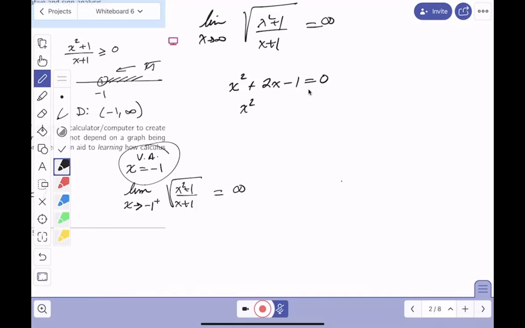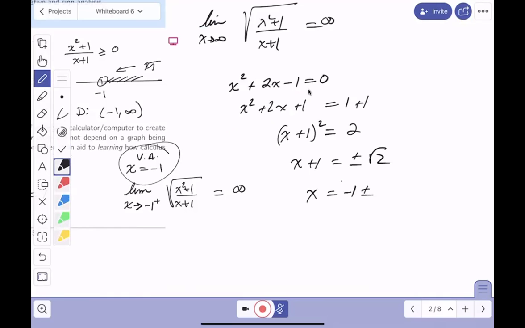So x squared plus 2x equals 1. Half of 2 is 1, squared, plus 1. This is going to be a perfect square. x plus 1 squared equals 2. Take the square root, where you get x plus 1 equals plus or minus the root of 2. And then you get x equals -1 plus or minus root 2.